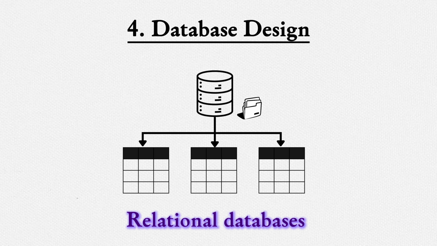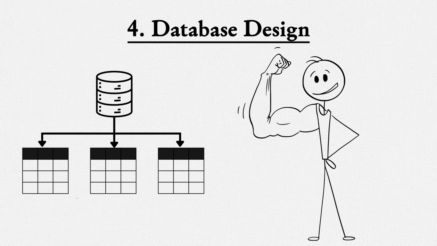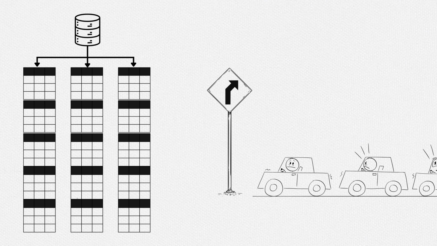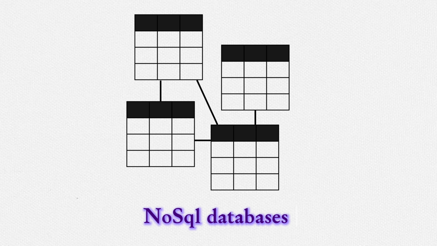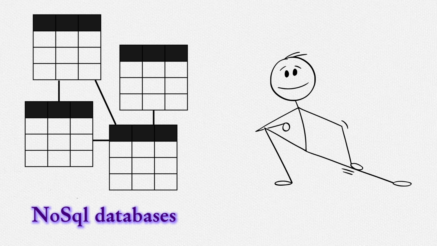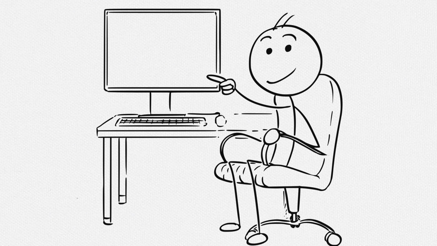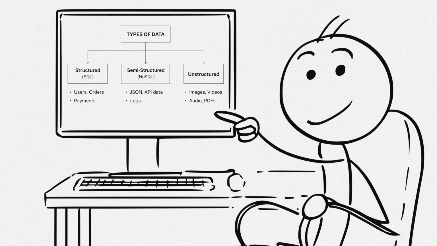Relational databases are great for structured data and strong consistency, such as user accounts and transactions. However, as data volume and traffic grow, NoSQL databases are often introduced for flexibility and horizontal scaling. In many production systems, both are used together, each handling the type of data it is best suited for.